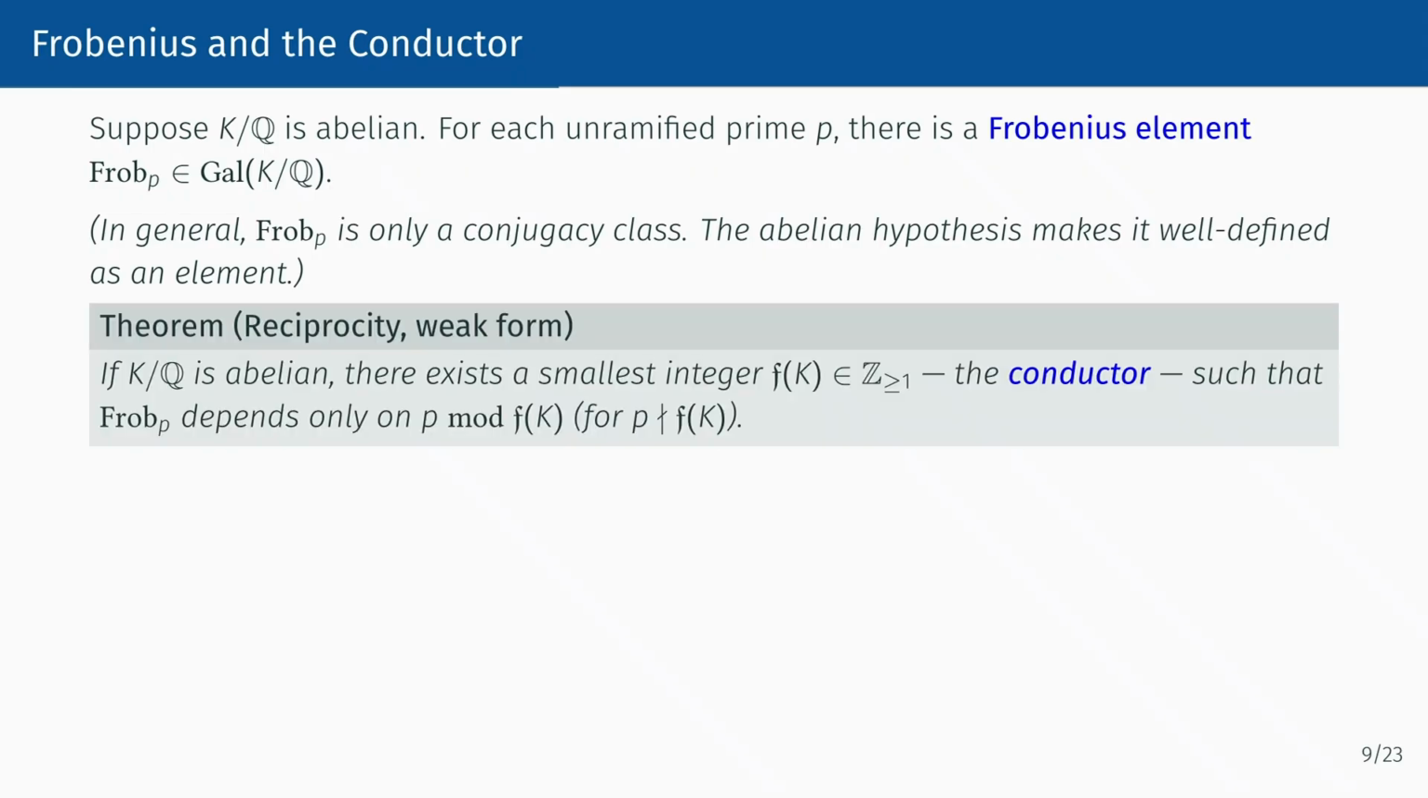And a famous theorem called Artin's reciprocity theorem states much more than this, but what we will take from it is that if we have an abelian extension, then this smallest integer that we specified earlier, this conductor, actually defines how this Frobenius element acts. So there's some smallest integer, the conductor of our field, that tells us how a particular element of the Galois group acts.